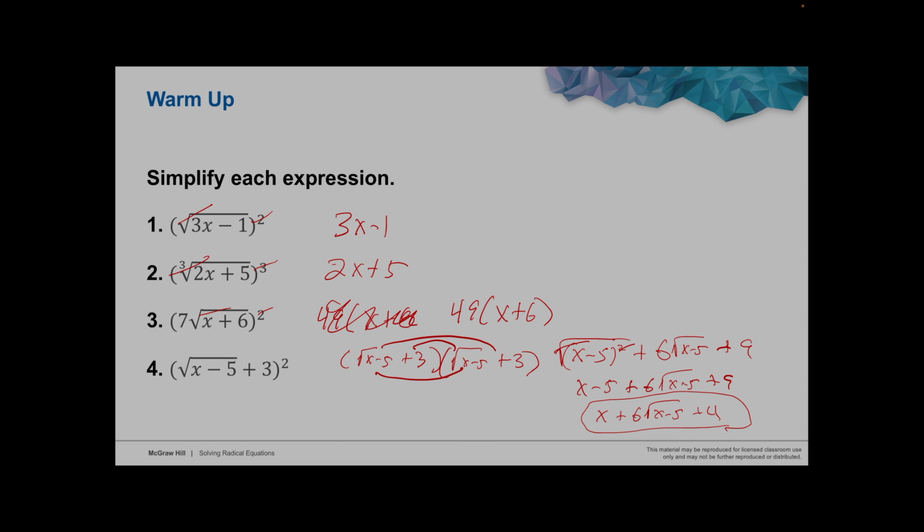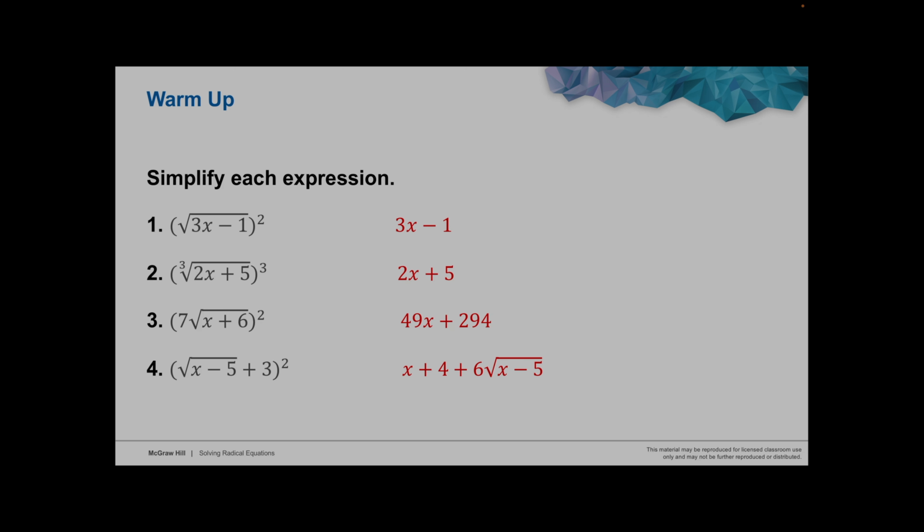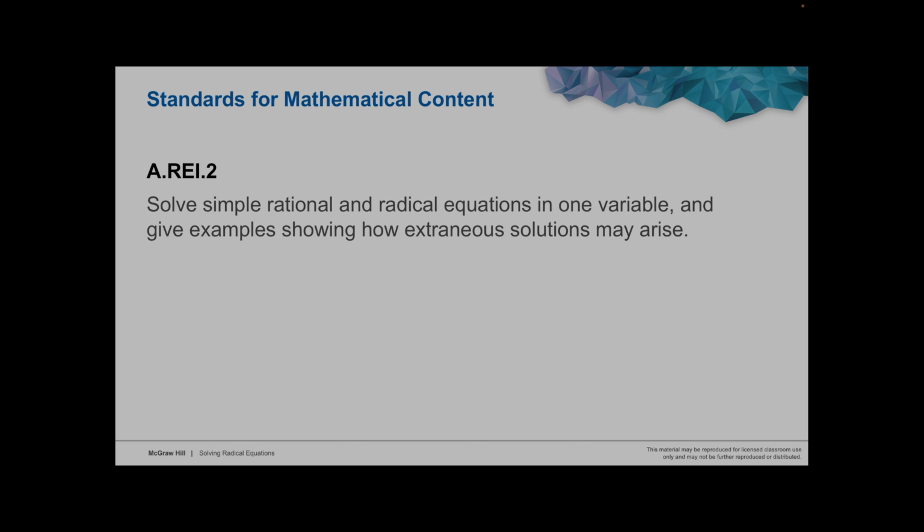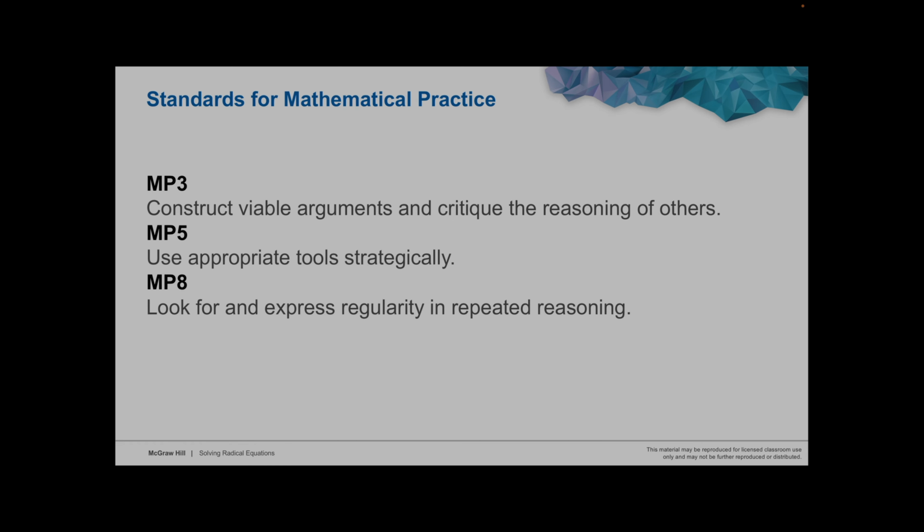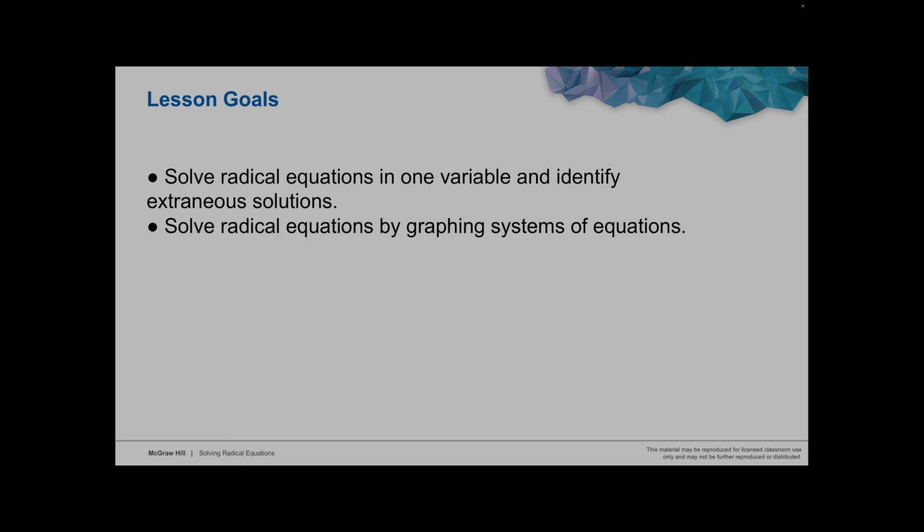So what are we going to do today? We're going to solve rational equations with one variable and give examples showing how extraneous solutions may arise. We won't do that part of it. The standards, whatever. Lesson goals. Okay, so radical equations. So we're going to solve radical equations. When you're solving radical equations, we're going to do it in 3 steps.